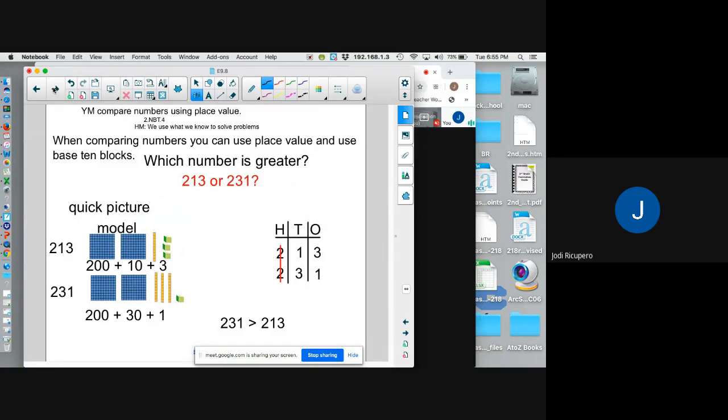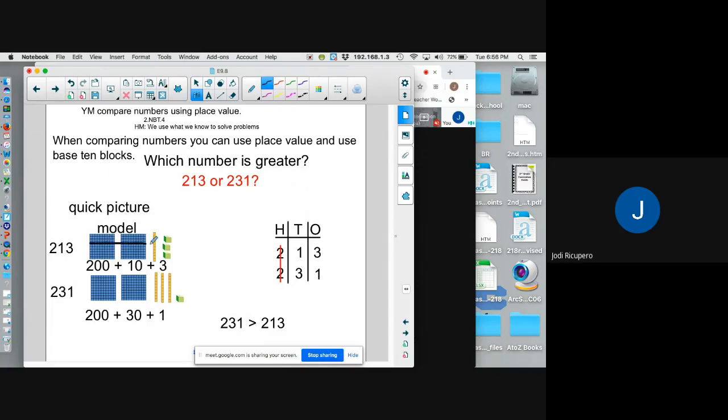Let's look at it again. When comparing numbers, you can use a place value chart and use base 10 blocks or draw quick pictures to find which number is greater. 213 or 231. If I wanted to prove that one number was greater than the other, I could show it with quick pictures or expanded form even. So here's the number 213, 2 flats, 1 long, 3 ones, and 231, 2 flats, 3 longs, and 1 cube.